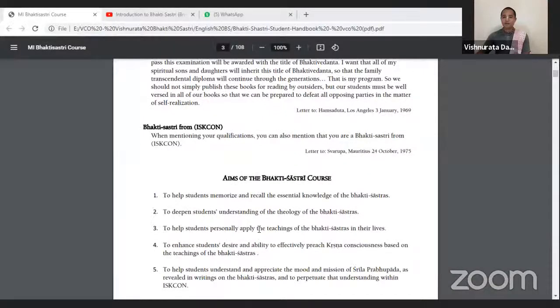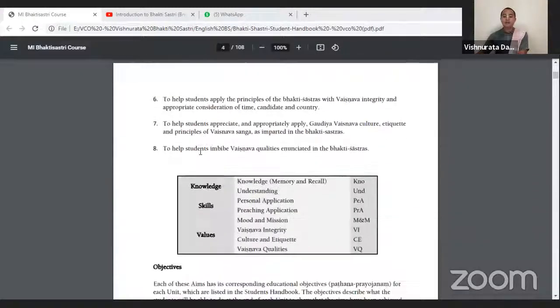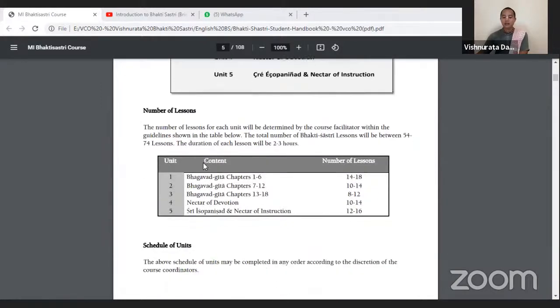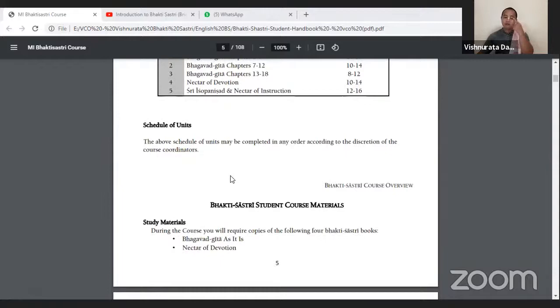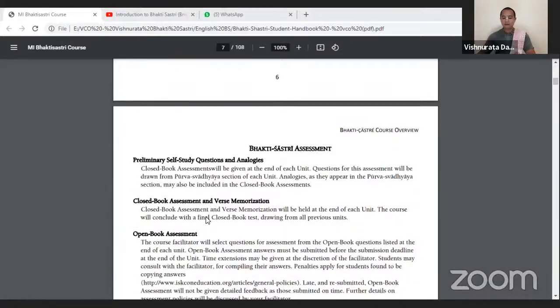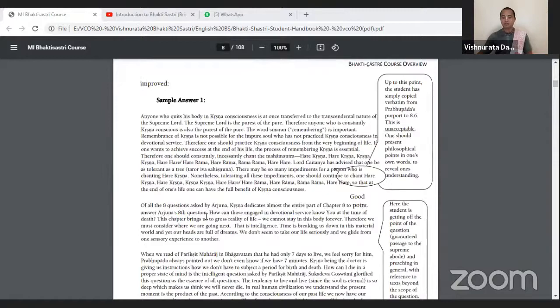Yeah. So if you see here, these are the aims of the Bhakti Sastri course. You can read them on your own. And in this book, the overview of each lesson is also provided, and how you utilize these books as a study guide.